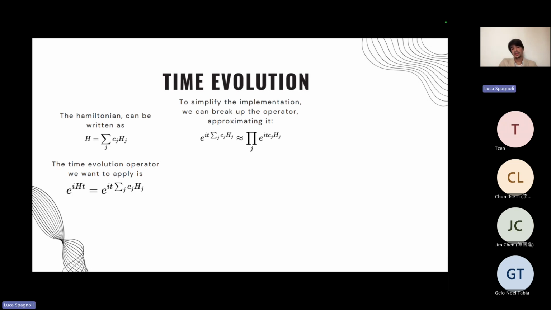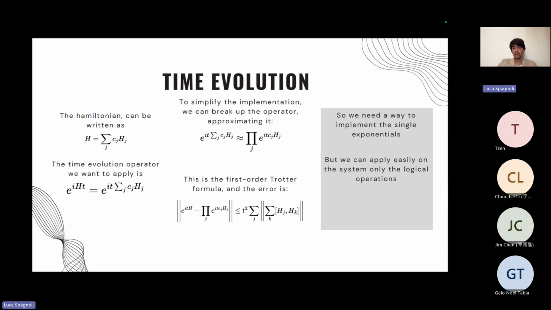So what one can do is to approximate it by implementing, instead of the exponential of the sum, the product of the exponentials, paying an error which scales as the commutators of these H_j. If those H_j were all commuting with each other, we would have no error. Otherwise, we have some error. But the point is that we need a way to implement this single exponential now, this e to the i t c_j times a Pauli matrix. How can I do it?